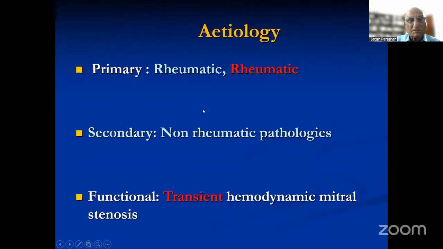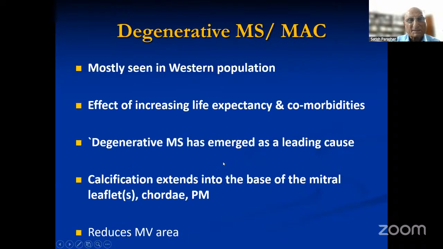Now, coming to the secondary one, there is non-rheumatic, degenerative mitral stenosis, which is playing an important role. It is mostly seen in the Western population because of increasing life expectancy and comorbidities, and degenerative MS has emerged as a very leading cause because the calcification extends to the other areas.